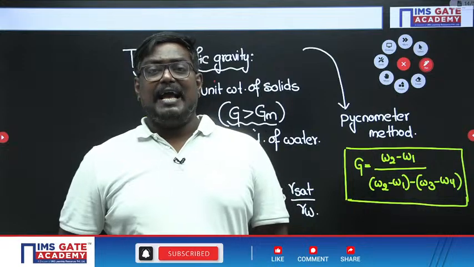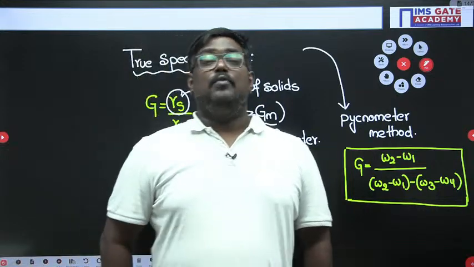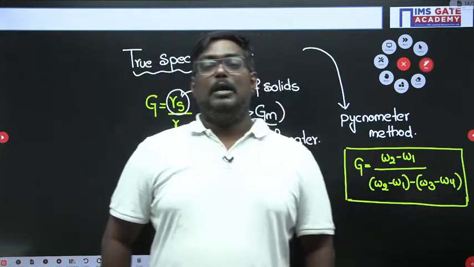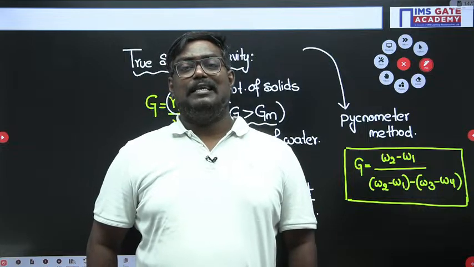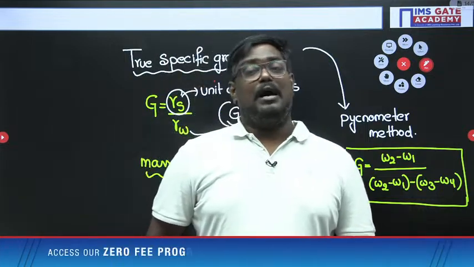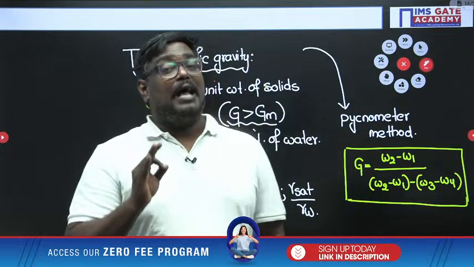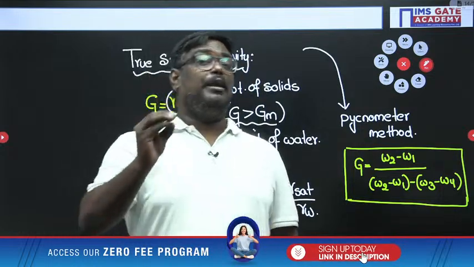And if you see embankment and borrow pit problems, V2 by V1 is equal to (1 plus e2) by (1 plus e1), which is equal to gamma d1 by gamma d2. These are the problems related to the borrow pit and embankment.